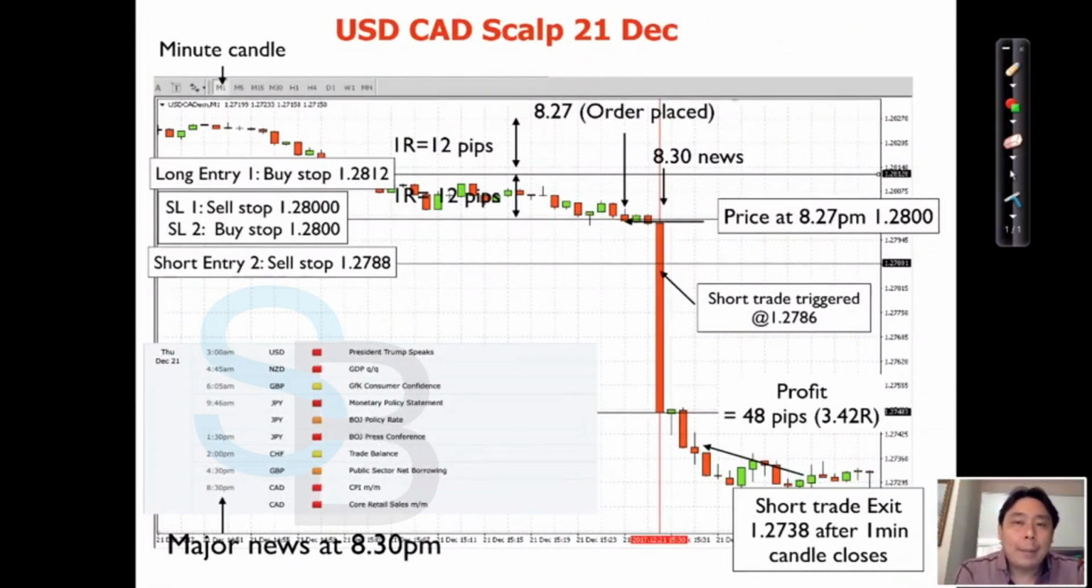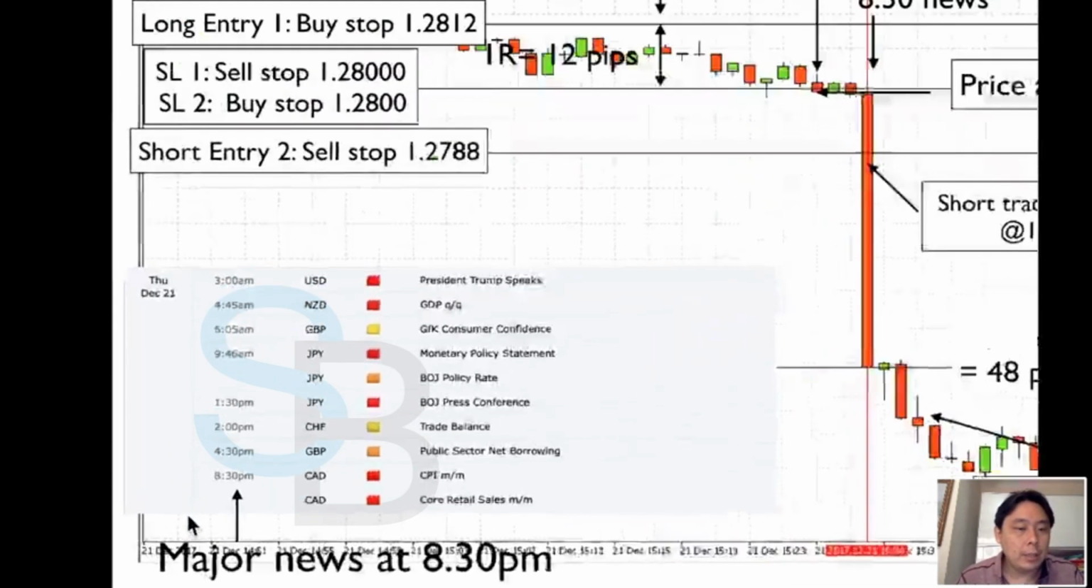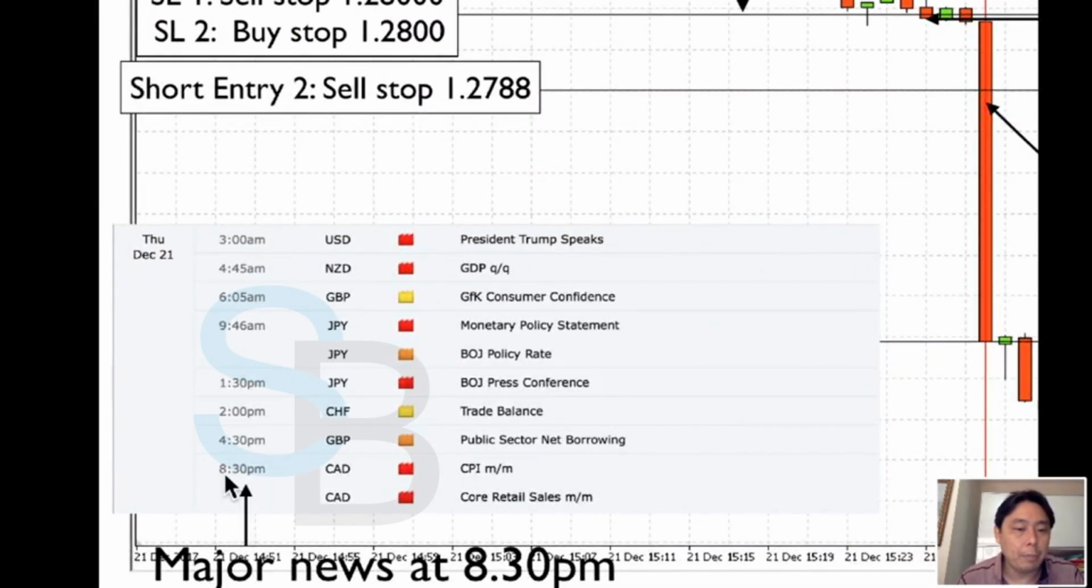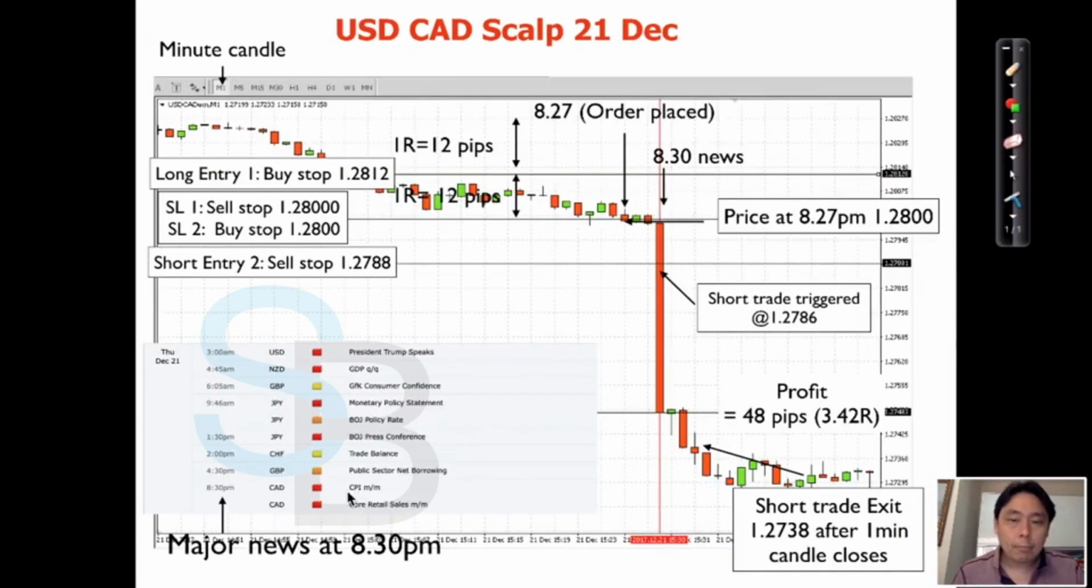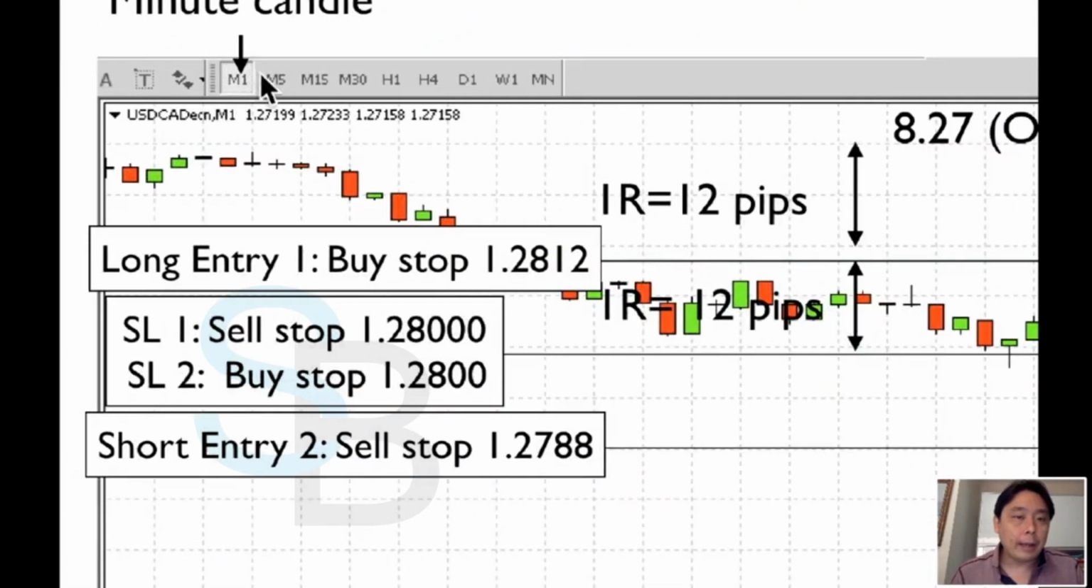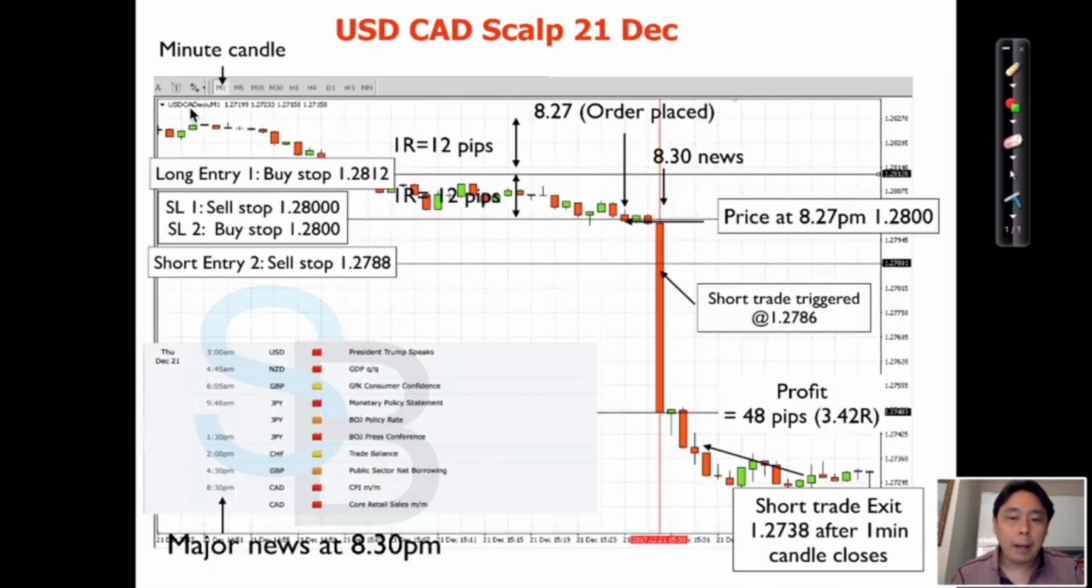Alright, so let's take a look at my next trade for that month, 21st December, again on dollar Canadian pair. You can see this was December 21st, 8:30 p.m. Canadian news, CPI, which is the Consumer Price Index, which is basically inflation data, one of the major news that I trade. So again, we're looking at 1 minute candles on the dollar Canadian pair.